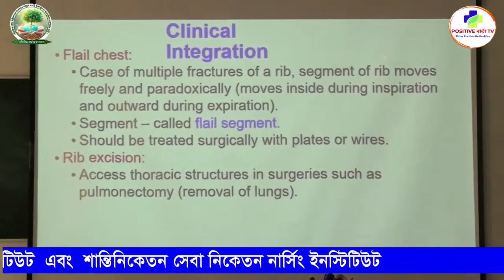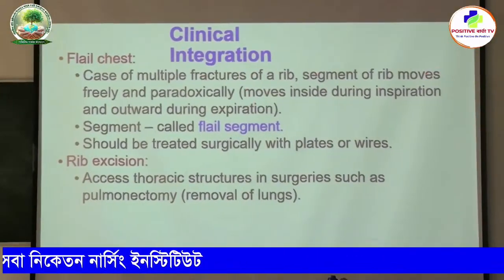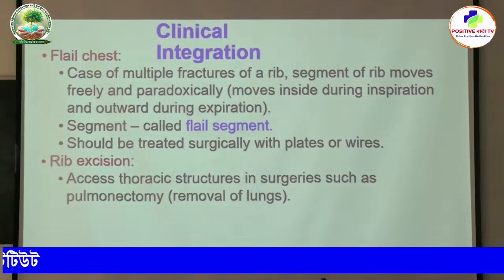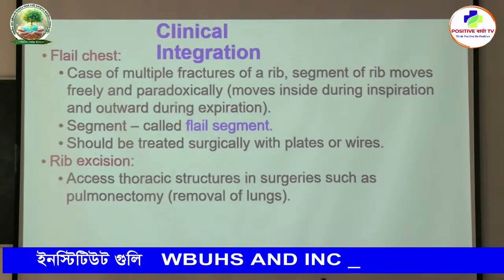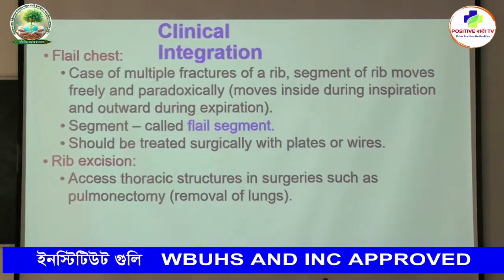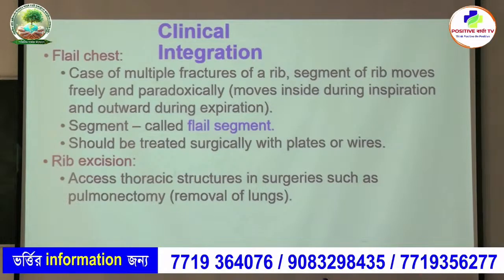Next is flail chest. In case of multiple fractures of a rib, the segment of rib moves freely and paradoxically moves inside during inspiration and outward during expiration. This segment is called flail segment, and it should be treated surgically with plates or wires. Rib excision gives access to thoracic structures in surgeries such as pulmonectomy. In removal of the lungs, rib excision may be required.